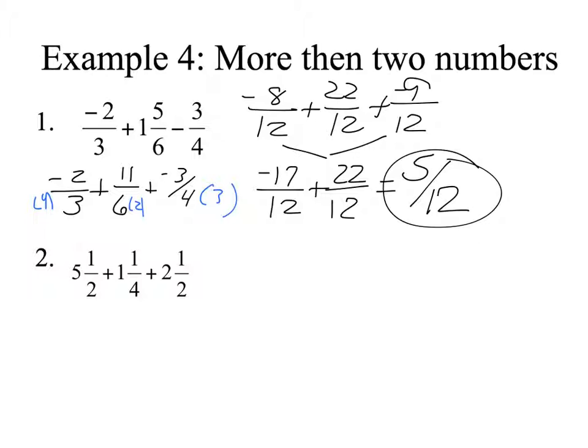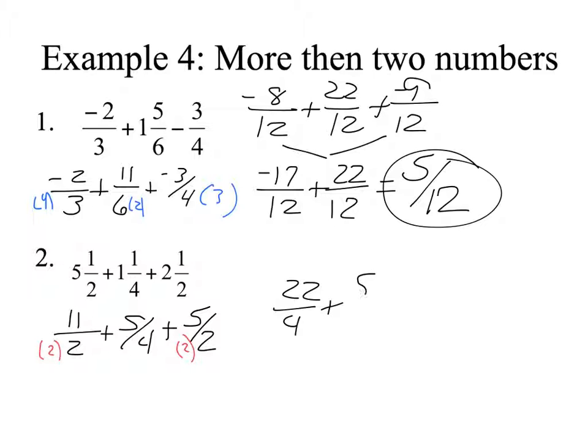For number 2, you will notice that they are all mixed numbers. Again, I like to make everything improper. So it's 11 over 2 plus 5 over 4 plus 5 over 2. Common denominator in this case will be 4. So multiply by 2 for the first and the last one. The middle one already has the common denominator, so I don't need to multiply that. So that's going to give me 22 over 4 plus 5 over 4 plus 10 over 4.